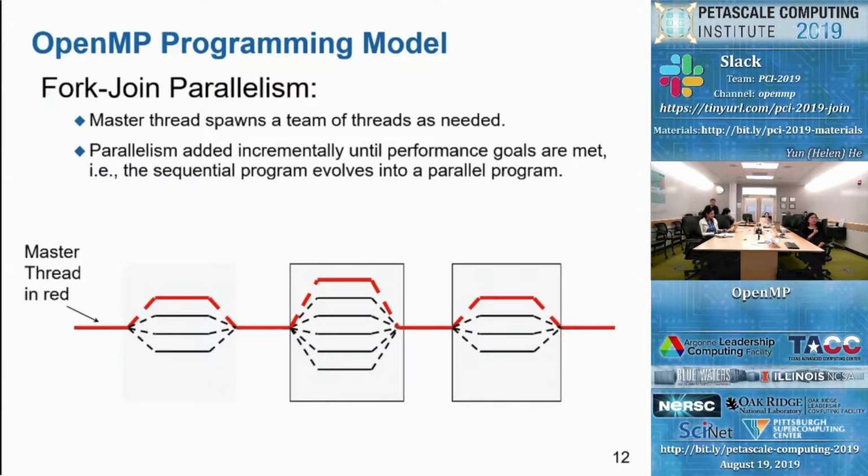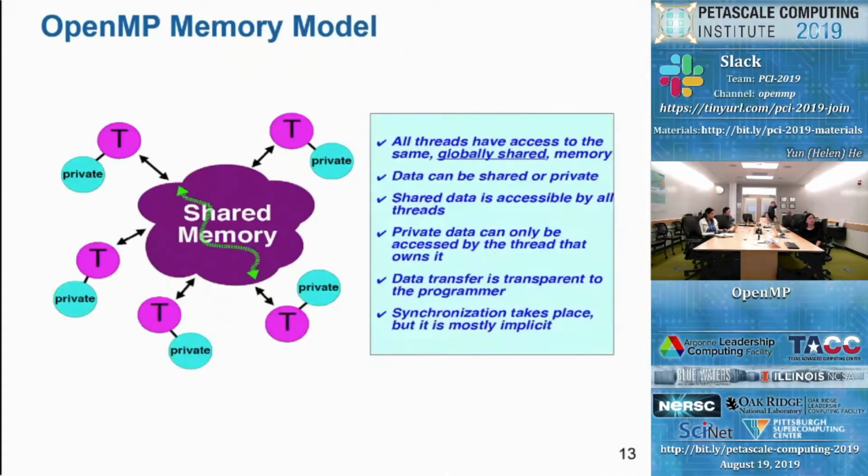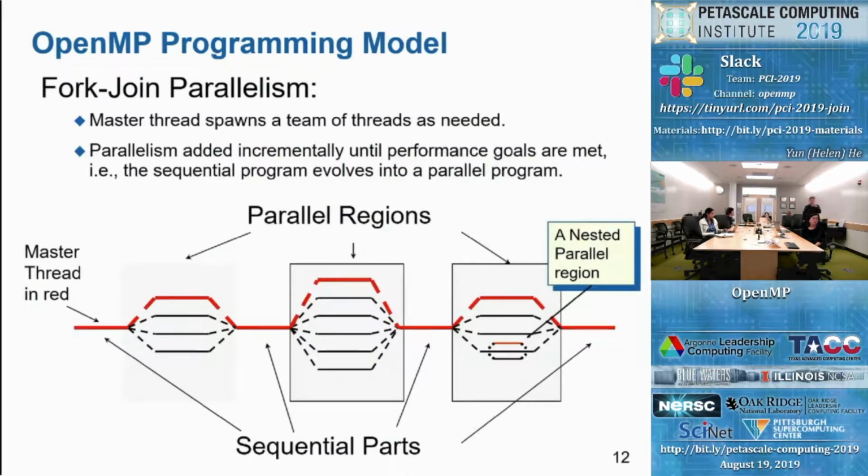I want to talk about the next parallel region. It allows you to have one of the threads in the team create nested regions, so that you can have two levels of parallelism. And that thread becomes the master thread of that nested region.